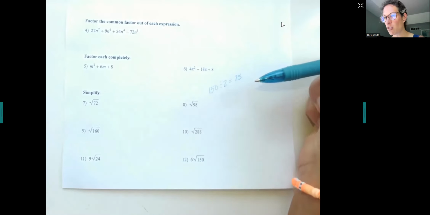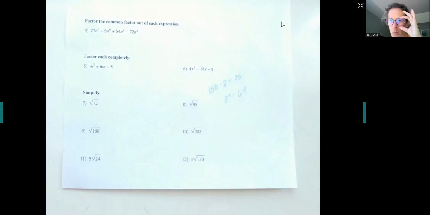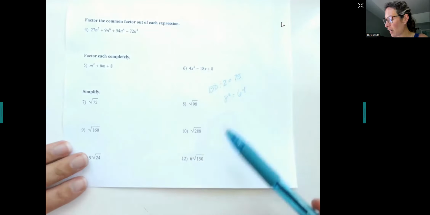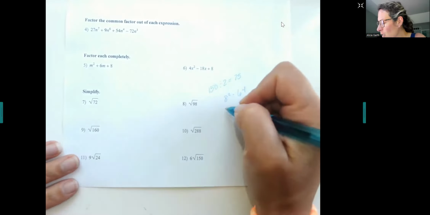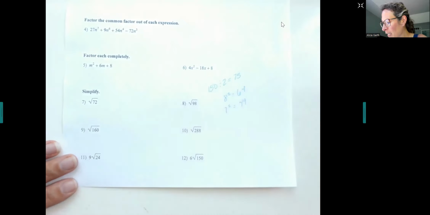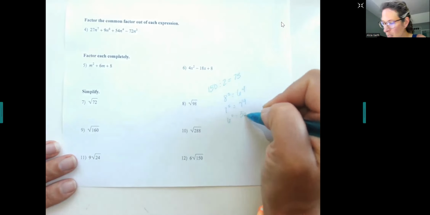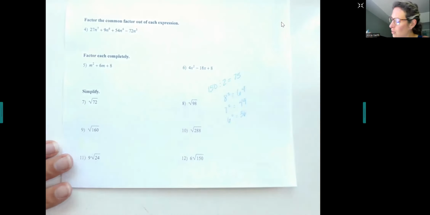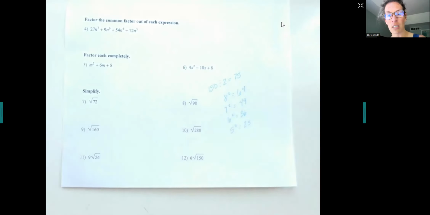We're starting with the perfect square that's just below 75, which is 8 squared, 64. We're going to see if that perfect square can be divided into 150 evenly. It cannot. So then you work your way down, which means you won't accidentally miss a perfect square. 7 squared is 49. 49 does not divide evenly into 150. 6 squared is 36. 36 does not divide evenly into 150. 5 squared is 25. 25 does divide evenly into 150.